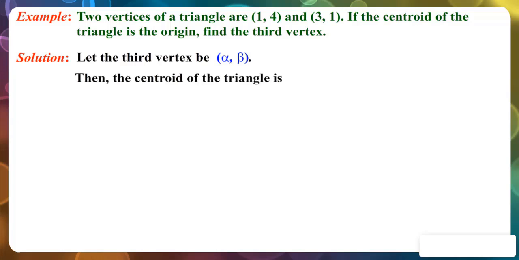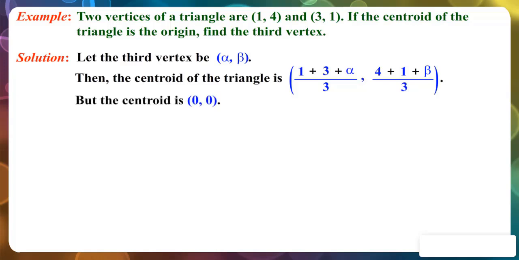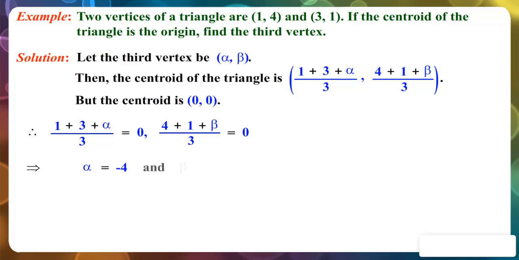Then the centroid of the triangle is ((1 + 3 + alpha)/3, (4 + 1 + beta)/3). But the centroid is (0, 0). Therefore, (1 + 3 + alpha)/3 is equal to 0, and (4 + 1 + beta)/3 is equal to 0. This implies alpha is equal to minus 4 and beta is equal to minus 5. So, the third vertex is (-4, -5).